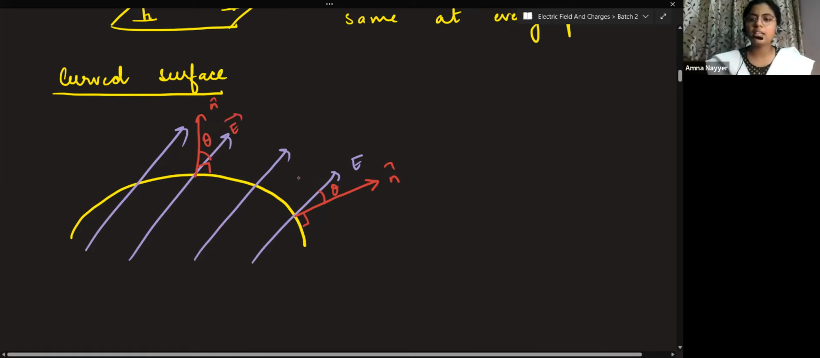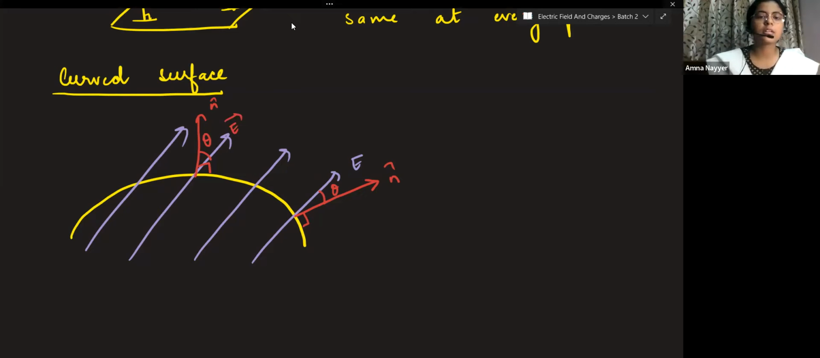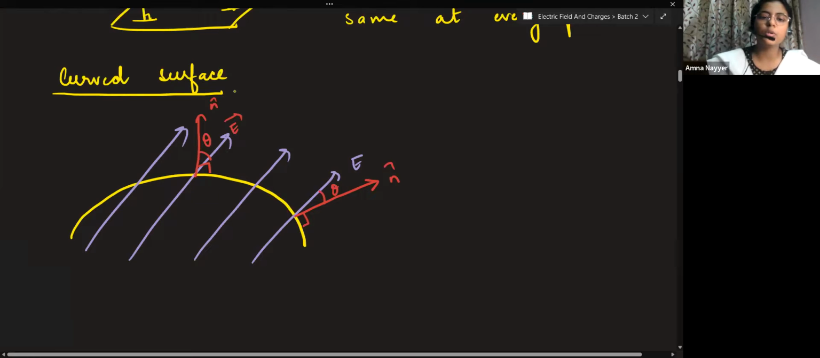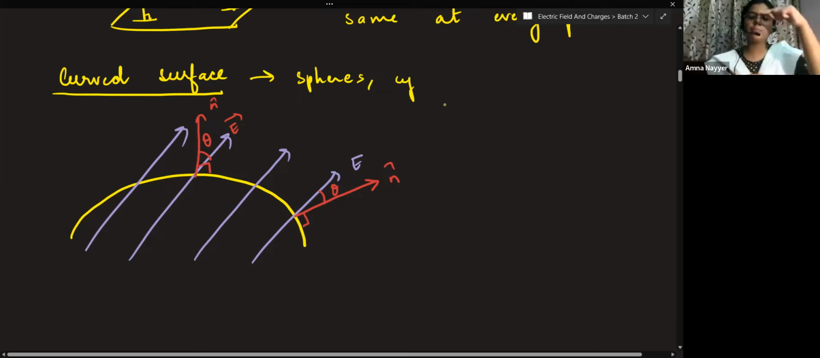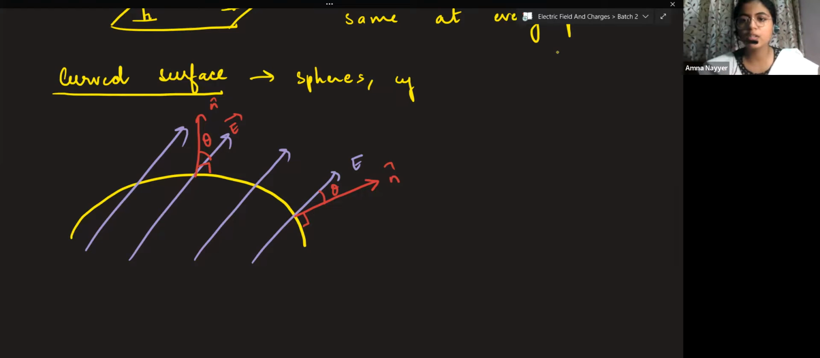Now everything is the same. You have to apply electric flux over here also. You have electric field with you, you have area vector with you, and it must be having some surface area. So let's say this is some curved surface. All your curved surfaces include your spheres, your cylinders. See, a cylinder has 3 surfaces, upper 2 flat surfaces with a curved surface. So cylinder also gets included.